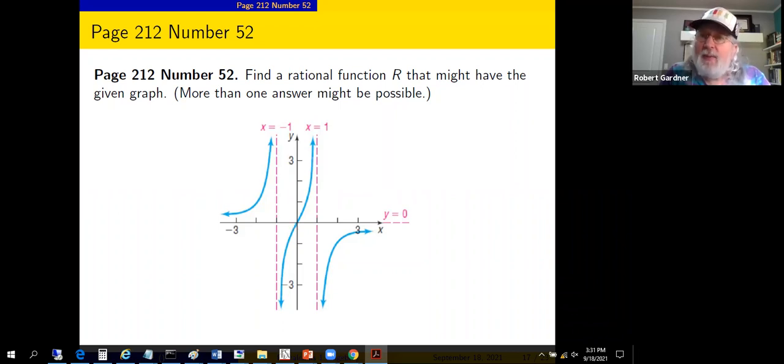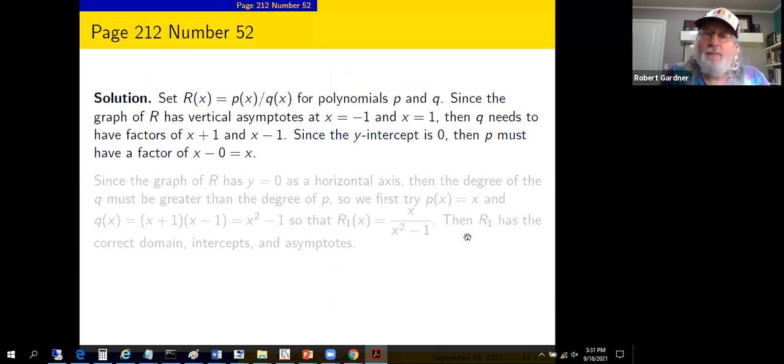Let's start with that information. The additional information is where it's above and below the x-axis. But starting with the fact that we've got vertical asymptotes at -1 and 1 tells us the denominator, let's write this as p of x over q of x because it's a rational function. The denominator q needs to have factors of x plus 1 and x minus 1.